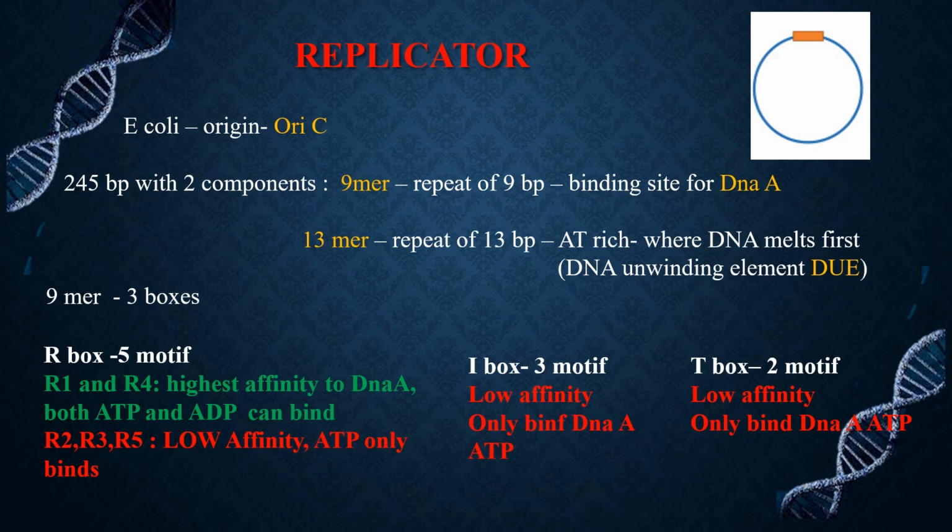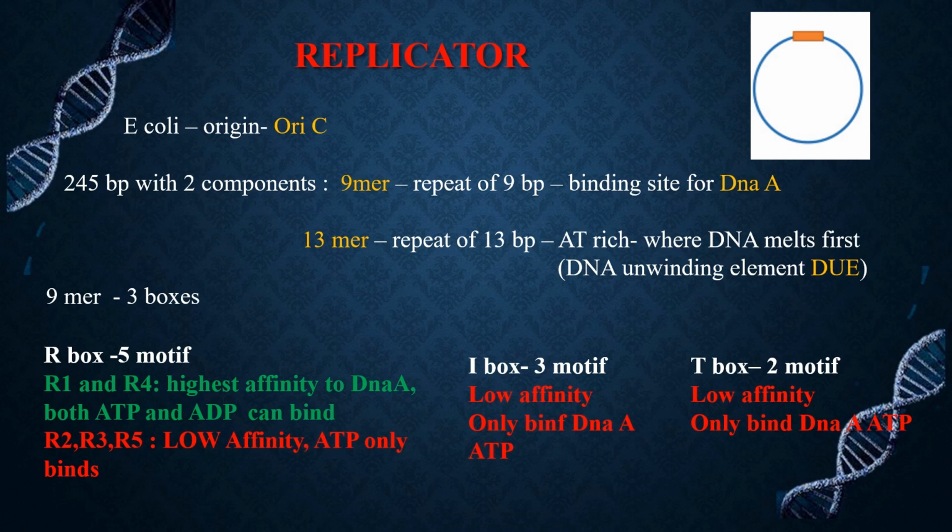Replicator. In E. coli, the origin is called oriC. The replicator is a 245 base pair long sequence that can be grouped into two components: 9-mer and 13-mer. The 9-mer consists of repeats of 9 base pairs, and it is the binding site for the DnaA protein. The 13-mer is the repeat of 13 base pairs. It contains an AT-rich sequence where DNA first melts. That is called the DNA unwinding element, that is DUE.